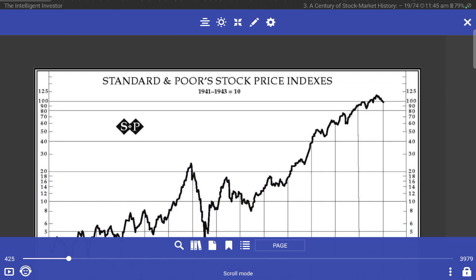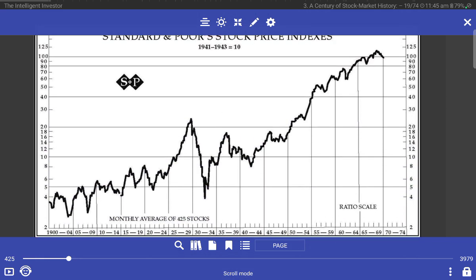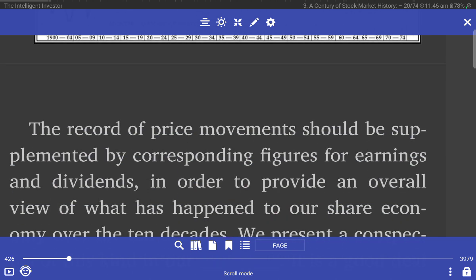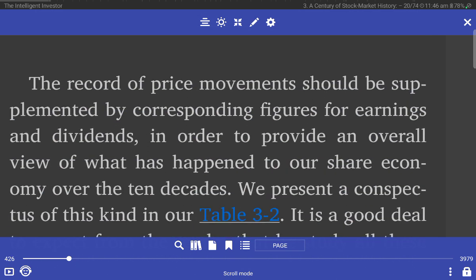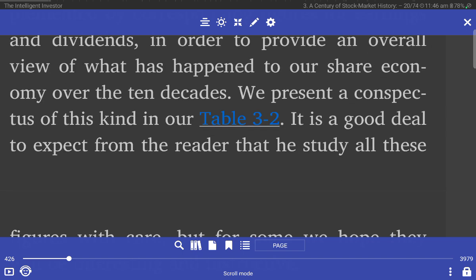Chart 1: Standard and Poor Price Index, monthly average of 425 stocks. Rising, fall, rise, fall, rise, fall, rise, fall, rise, fall, rise. It's been rising. The record of price movement should be supplemented by corresponding figures of earnings and dividends in order to provide an overall view of what has happened to the share economy over the past 10 decades.